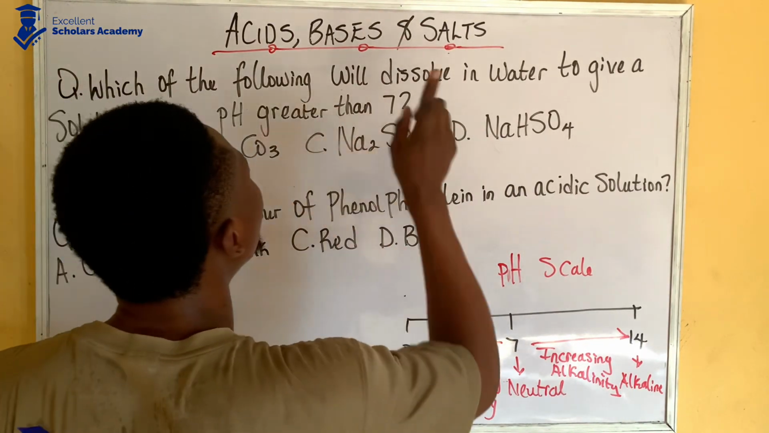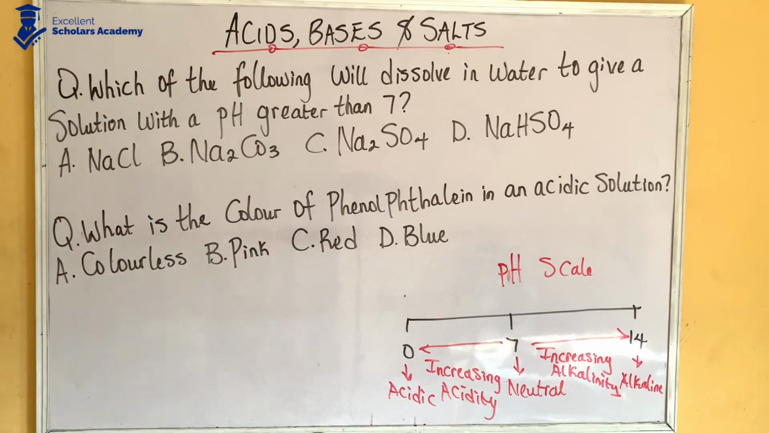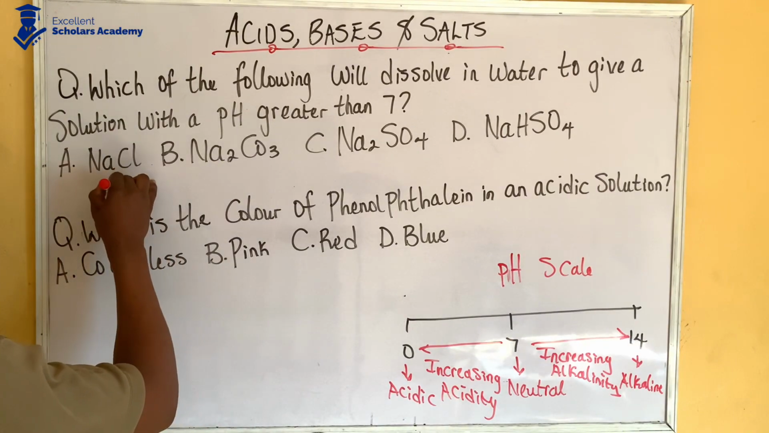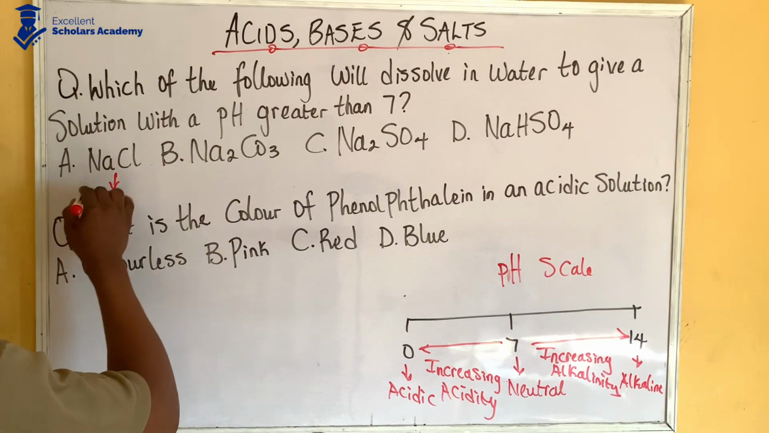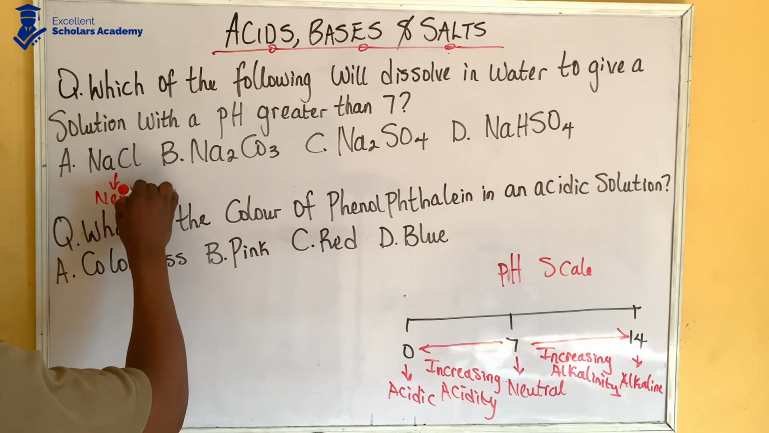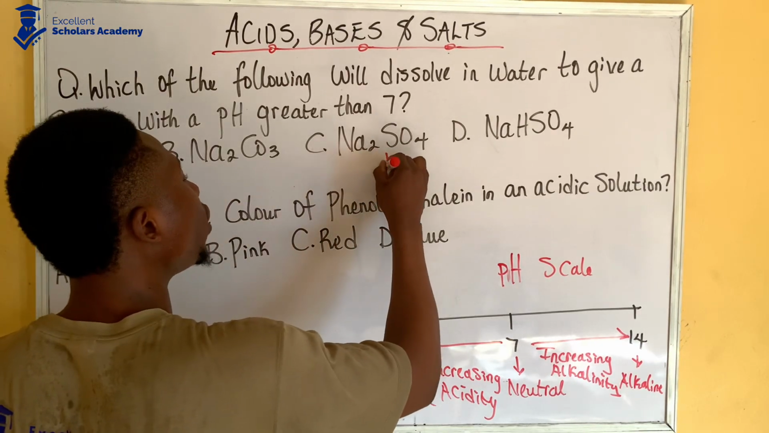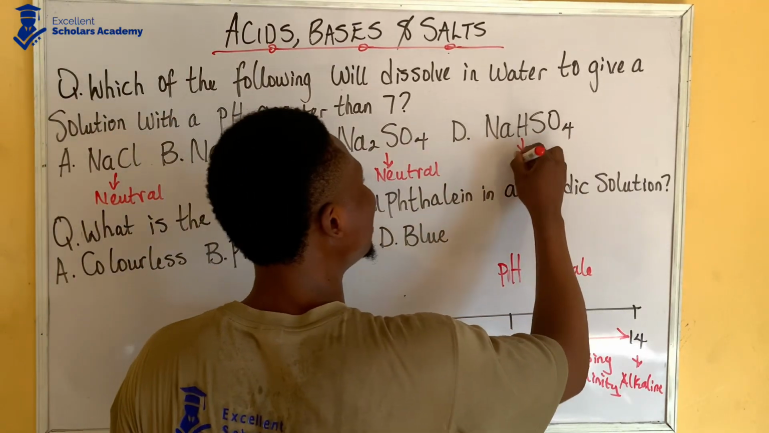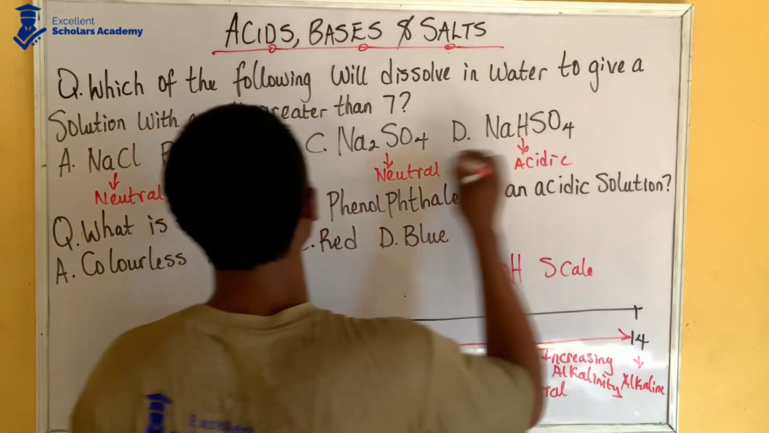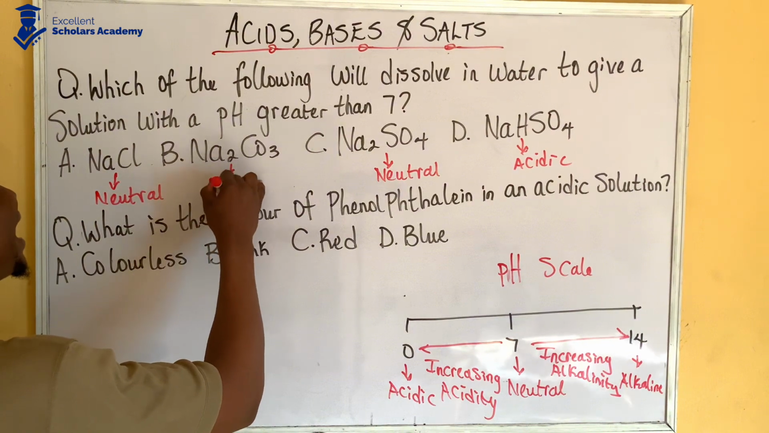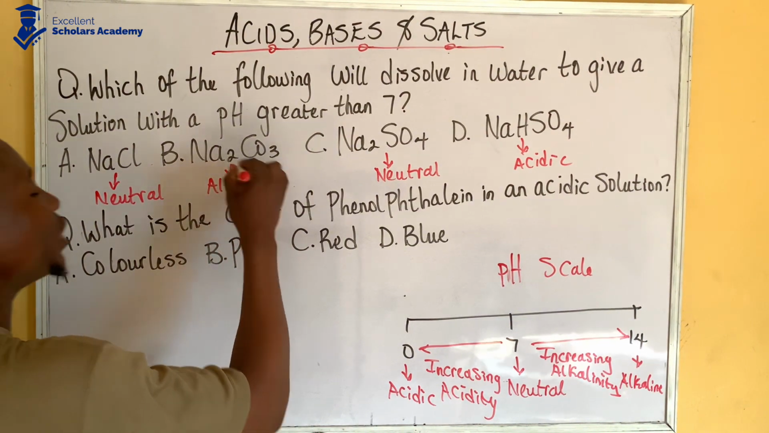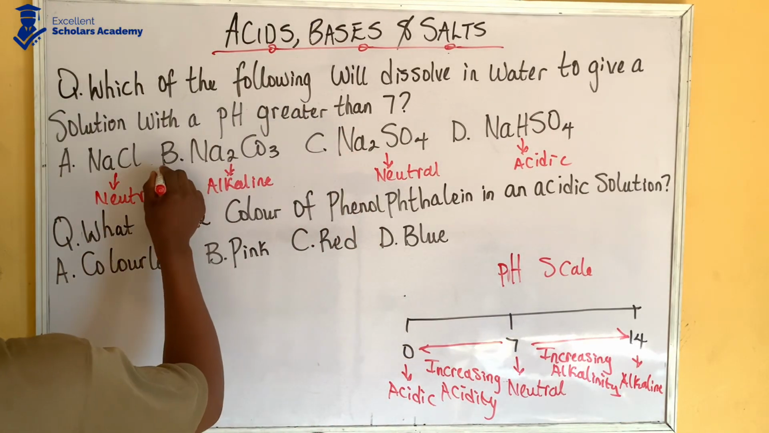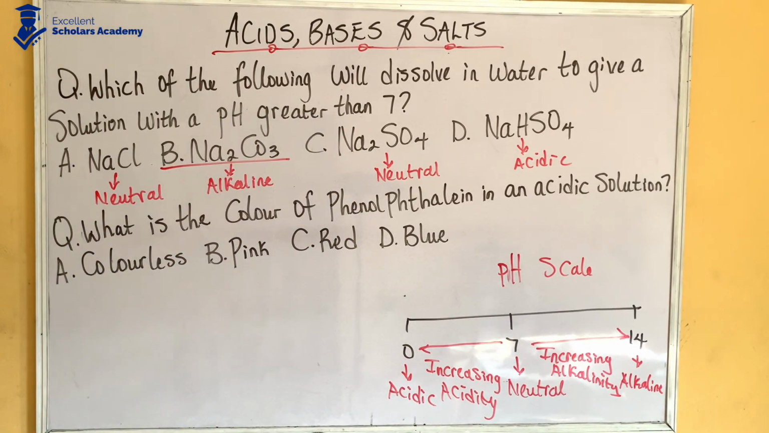So they said, which of the following will dissolve in water to give a solution with a pH greater than 7? Now, sodium chloride, when dissolved in water, will give us a neutral solution. This one, when dissolved, will also give us a neutral solution. This will give us an acidic solution, while this will give us an alkaline solution. And it's only an alkaline solution that has a pH greater than 7. So our answer is simply option B, Na2CO3.